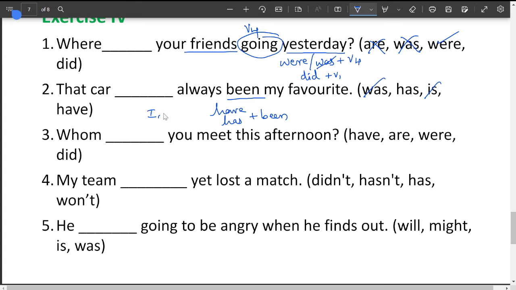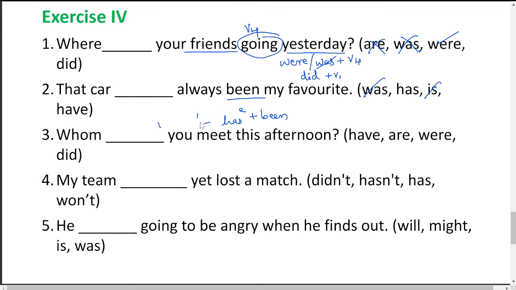Remember, I, we, you, and they. Okay, these 4 subjects can be used with have. He, she, and it are used with has. Now which of these two is related to car? Car means, what is the pronoun here? Car means it, right? So it must be used with has. That is your answer. Okay, these two are eliminated. Next, why dash you meet this afternoon? Oh sorry, whom dash you meet this afternoon?